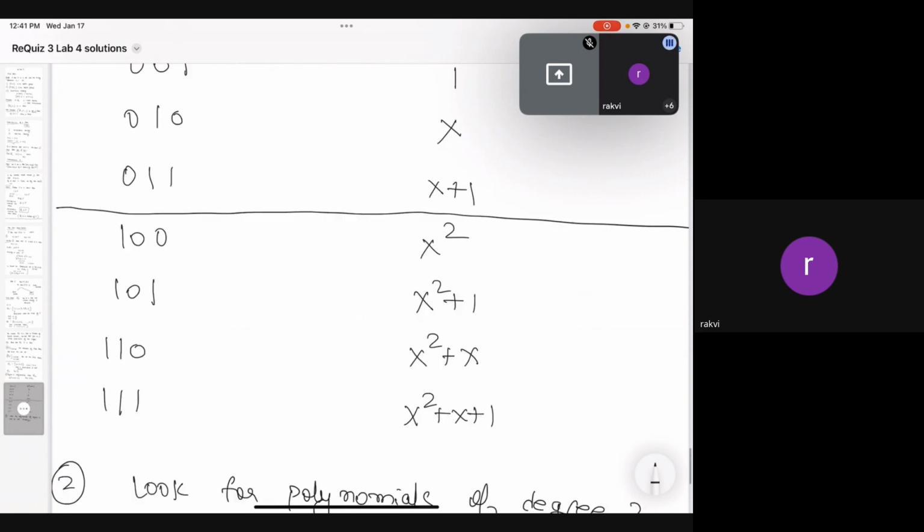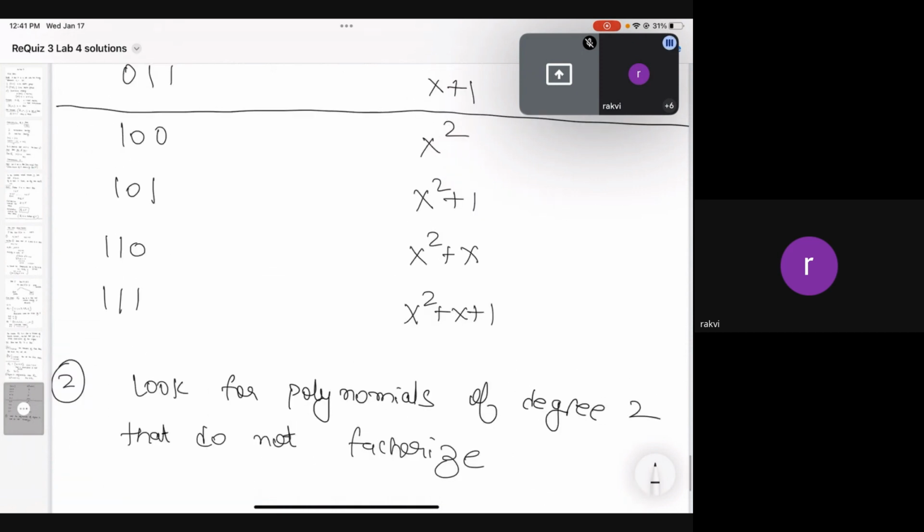That do not factorize. So what I mean is, for example, if you look at x squared, well, this is just x times x. So I don't want these. Okay, these are really bad. I want to avoid these. Now, x squared plus 1, you might think that x squared plus 1 doesn't factorize, but we are talking about factorization over F2 here, not over rationals. And in fact, x squared plus 1 does factorize. x squared plus 1 is actually just x plus 1 whole squared.